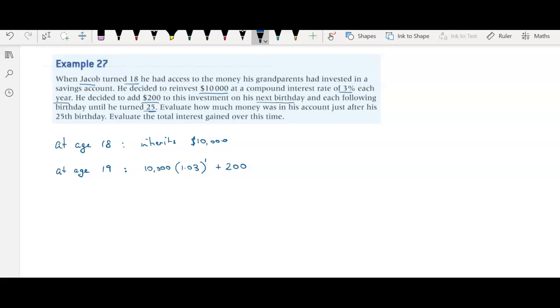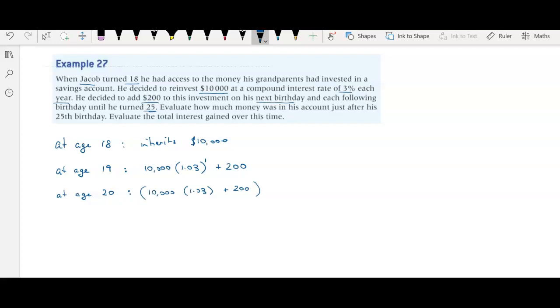So we need to go and look at what happens in another year's time and start to look for a pattern. So let's have a look at another year at age 20. So when he turns 20, 1 year later, what's happened to this amount here? Well, this amount is earning 3%. So this 10,000, and I'm intentionally not simplifying the figure, because it would cloud what I'm looking for, the patterns I'm looking for.